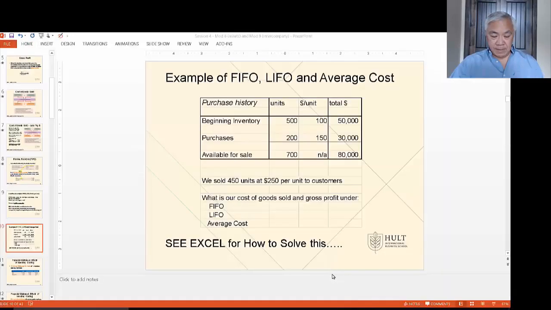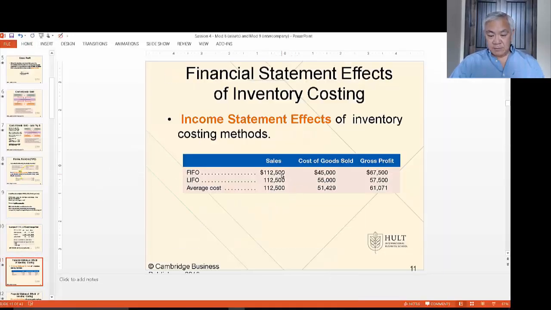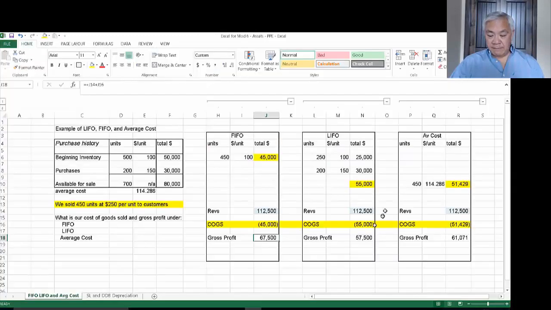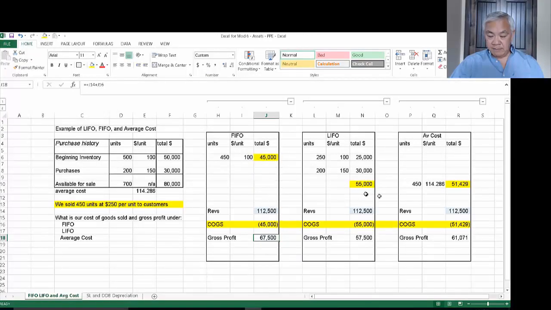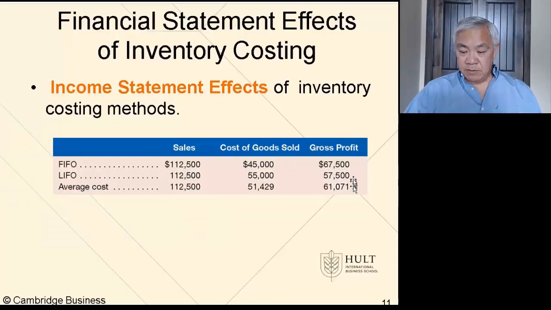That is LIFO, FIFO. What we observe is sales were the same. That's 112,500 right there. And then the cost of goods sold 45, 55, 51. And our gross profit is the highest under FIFO, lowest under LIFO, and then the middle for average. Okay? So that's what we do. That's all there is to FIFO and LIFO.